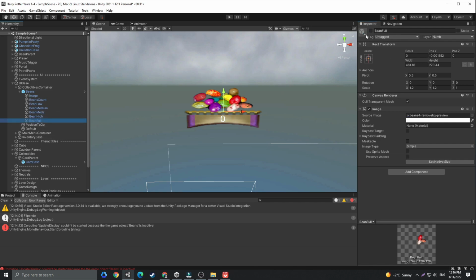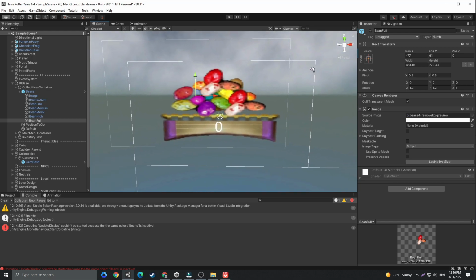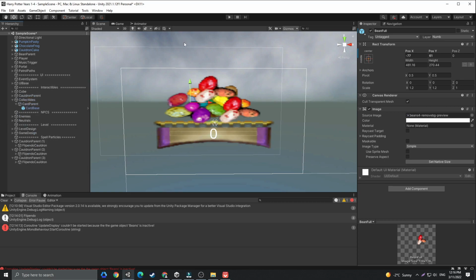To me, this is pretty dope. Beans full is actually this. So this is how the beans full look like. You don't see it pretty much copied, except maybe for these 2 images, but that's about it. And that's all for the UI that I've set up.